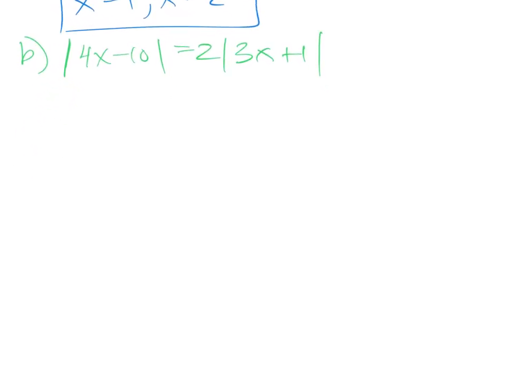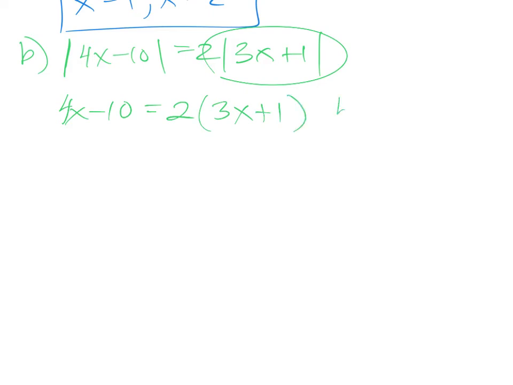Same deal as before. We're just going to take the 4x minus 10, set it equal to the positive case for this absolute value, which is just 3x plus 1. And then we also have to set up the negative case. So you take the negative of whatever was in the absolute value. So it's negative of 3x plus 1.